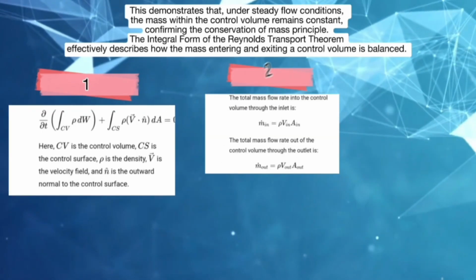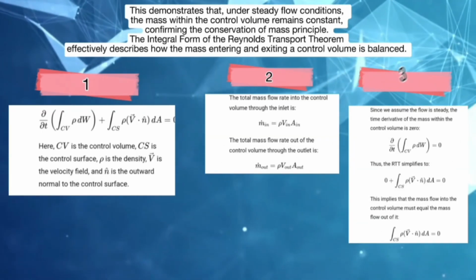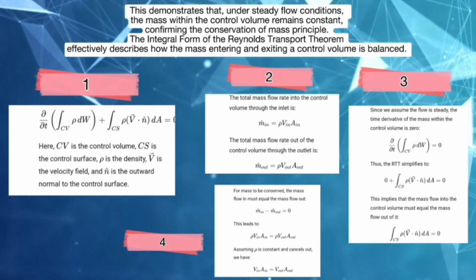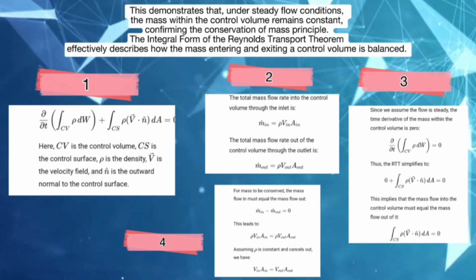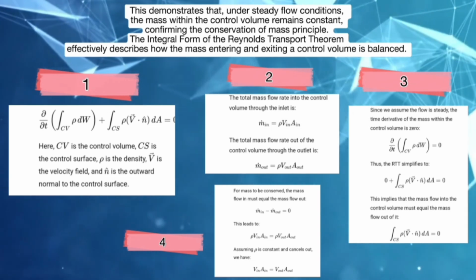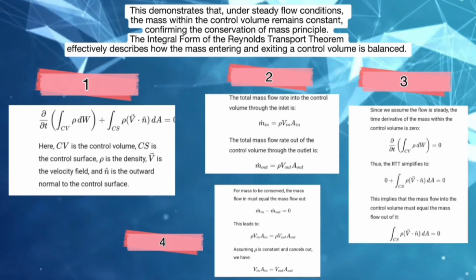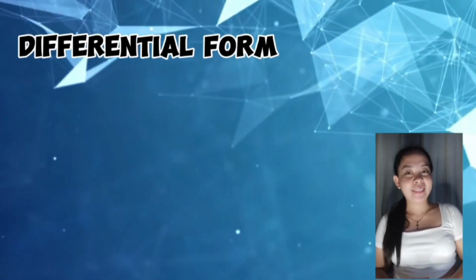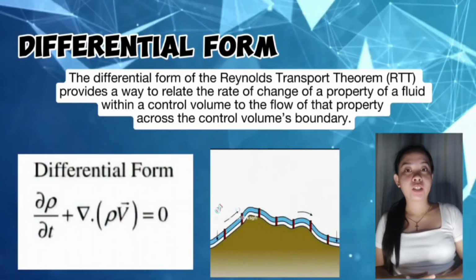This demonstrates that under steady flow conditions, the mass within the control volume remains constant, confirming the conservation of mass principle. The integral form of Reynolds transport theorem effectively describes how the mass entering and exiting a control volume is balanced. And now, I will discuss the differential form.